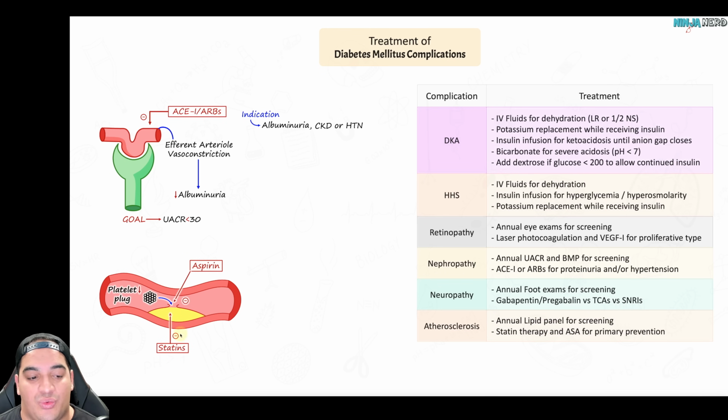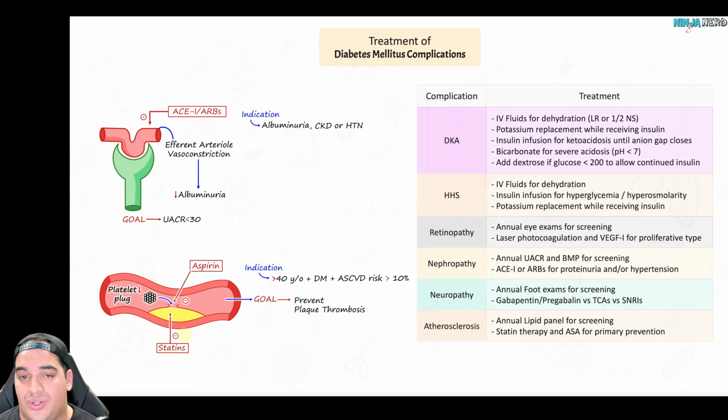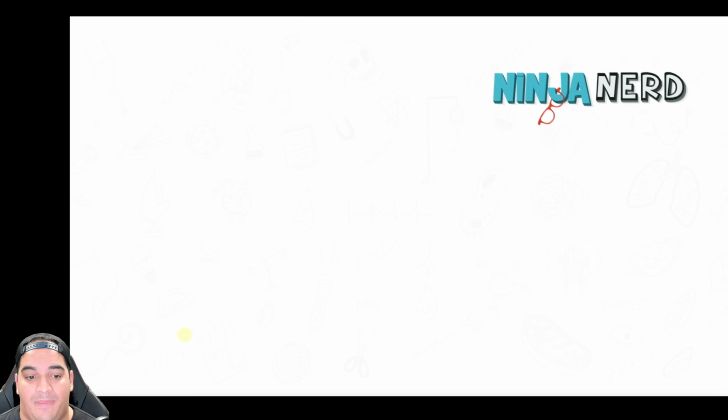But again, statins is really something that you have to have a very low threshold to start in a patient with diabetes. Because again, the goal is to try to prevent plaque thrombosis and the complications like a stroke, an MI, and critical limb ischemia. Oftentimes, if they're 40 or greater, they have diabetes, and their atherosclerotic cardiovascular disease risk is greater than 10%, you should start them on a statin and also consider aspirin.